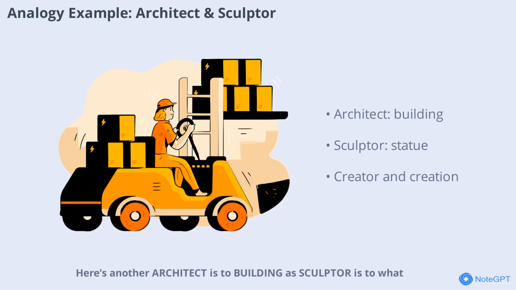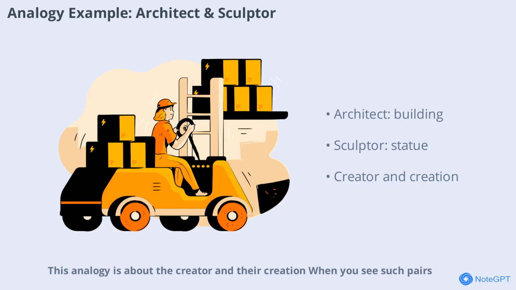Here's another. Architect is to building as sculptor is to what? The answer is statue. An architect designs a building, while a sculptor creates a statue. This analogy is about the creator and their creation. When you see such pairs, identify the role of the first word and what it produces or is associated with. This will guide you to the correct answer.